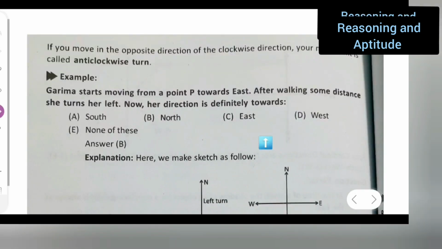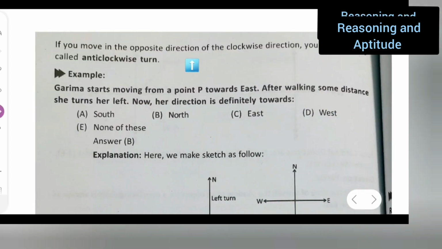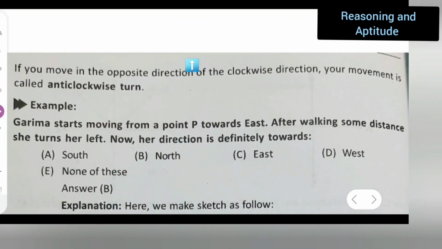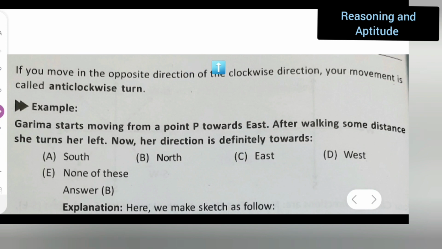As you can see over here, this is the definition of an anti-clockwise turn. You can take down this definition. If you are moving in the opposite direction of the clockwise direction, your movement is called anti-clockwise direction, as I showed you. Suppose you have a clock like this, it will keep on moving, it will come like this.